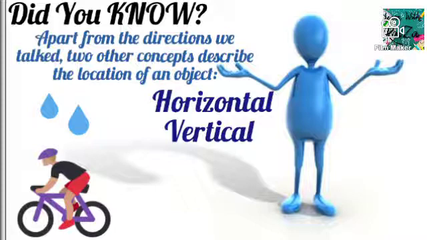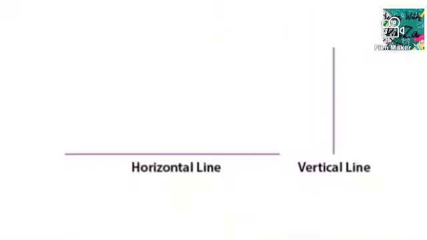The horizontal plane. The boy is riding to the horizontal side and the raindrops are falling to him, so it is to the vertical direction of the boy. To the vertical direction of the boy, the raindrops are falling and the boy is riding the bicycle to the horizontal direction. Have a look at this diagram. These are the horizontal line and the vertical line. That's what I said. The boy is riding to the horizontal direction and raindrops are falling to the vertical direction.